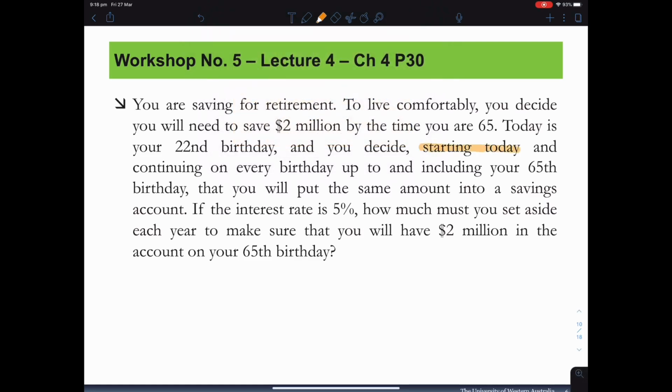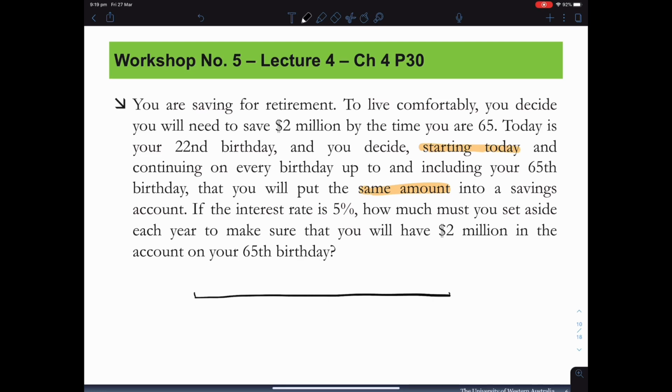starting today and continuing on every birthday up to and including your 65th birthday, that you put the same amount into a savings account. Same amount. If the interest rate is 5%, how much must you set aside each year to make sure that you will have $2 million in the account on your 65th birthday? Like always, we do a timeline.